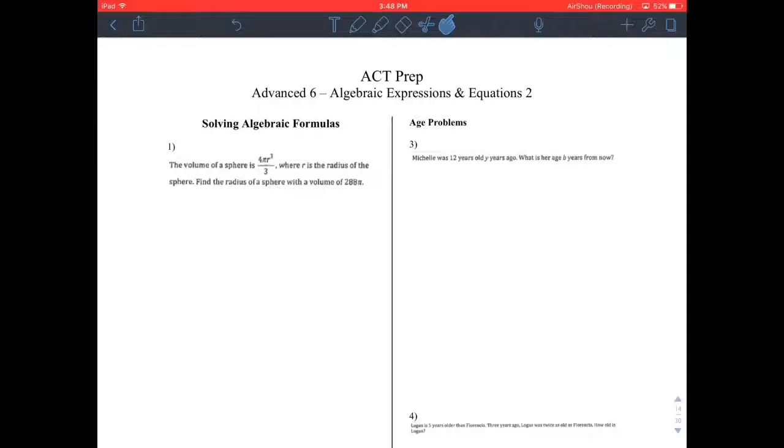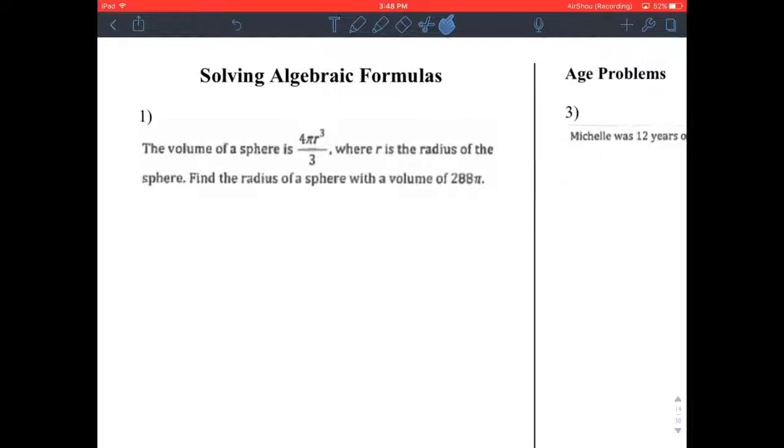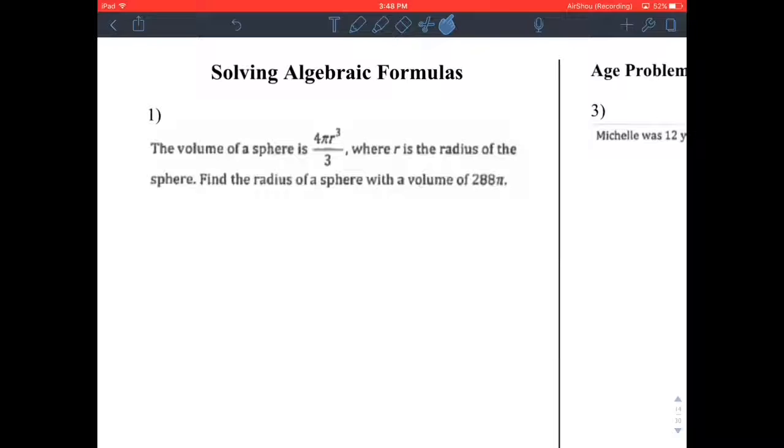All right, we're on the advanced 6 notes, algebraic expressions and equations 2. How to solve an algebraic formula. The volume of a sphere is 4 pi r cubed over 3, where r is the radius of the sphere. Find the radius of the sphere with a volume of 288 pi. So there's a formula here, and it's volume is.